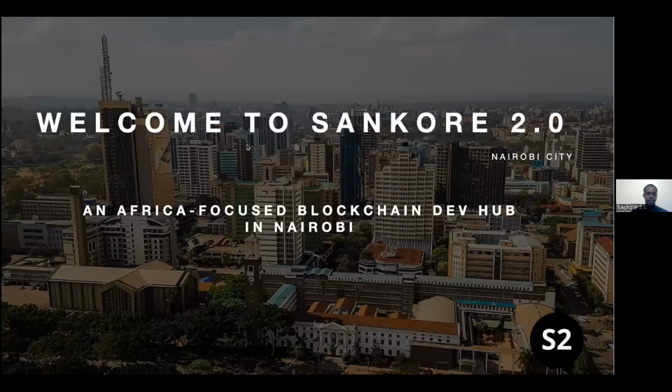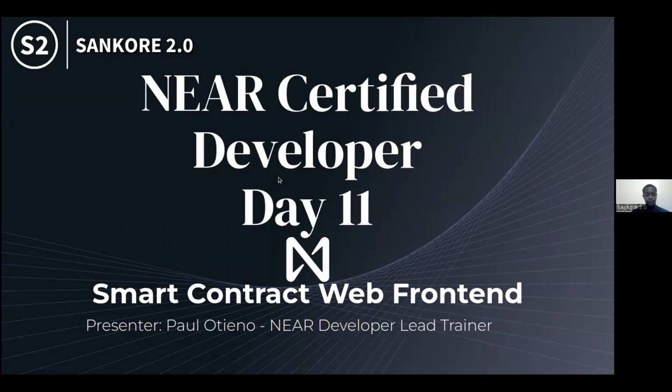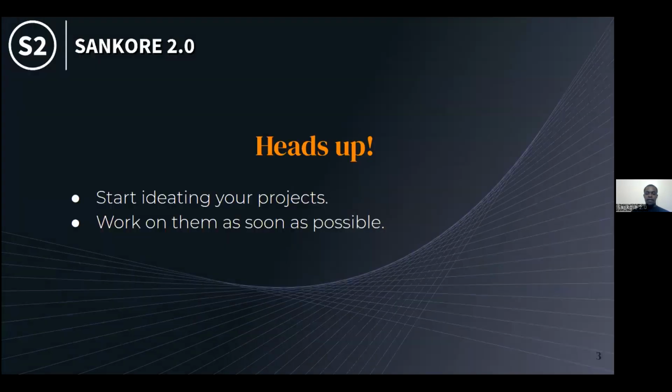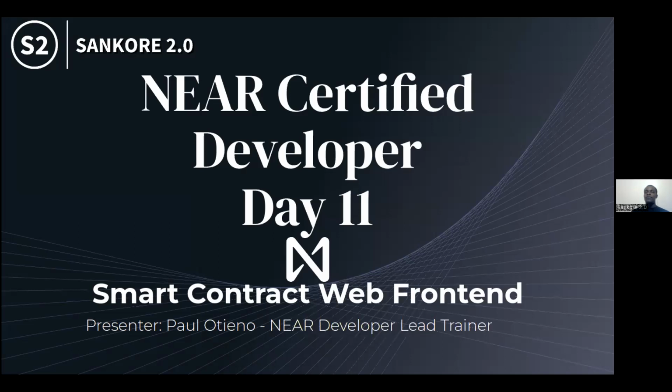Yeah, so this being our day 11, we are going to cover smart contract web frontend. And like I said, we'll be covering two ways that you can write a web frontend to your smart contract. The very first one is going to be a very simple web project. Then the second one will be a React project. So we'll also see how to implement this in our Rust projects.